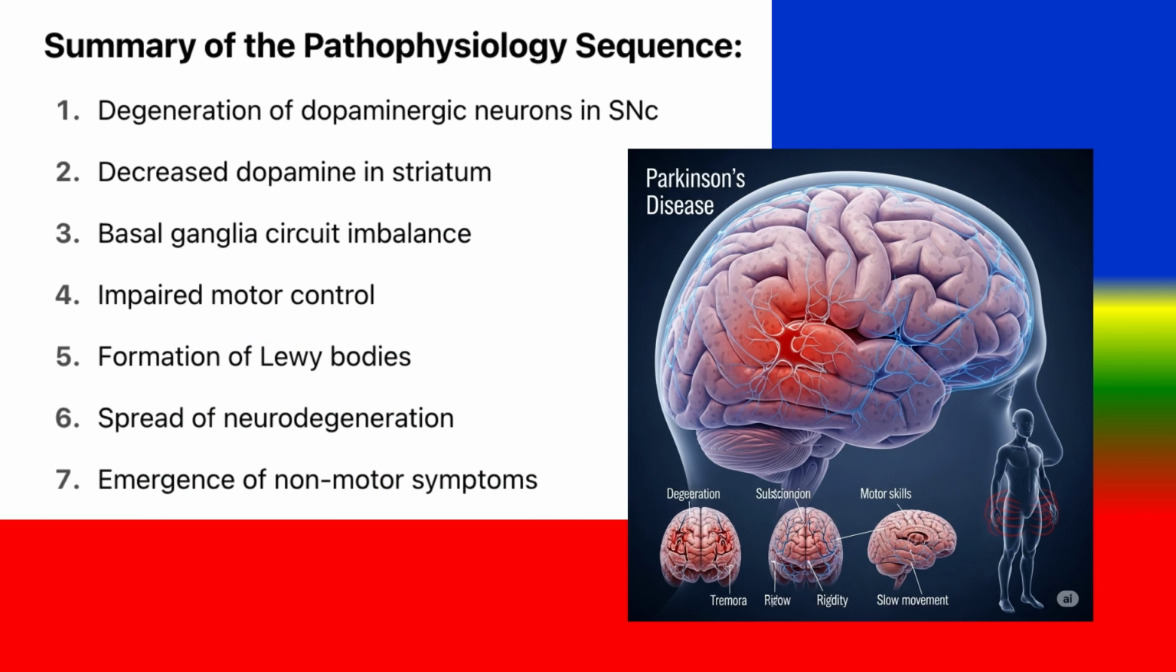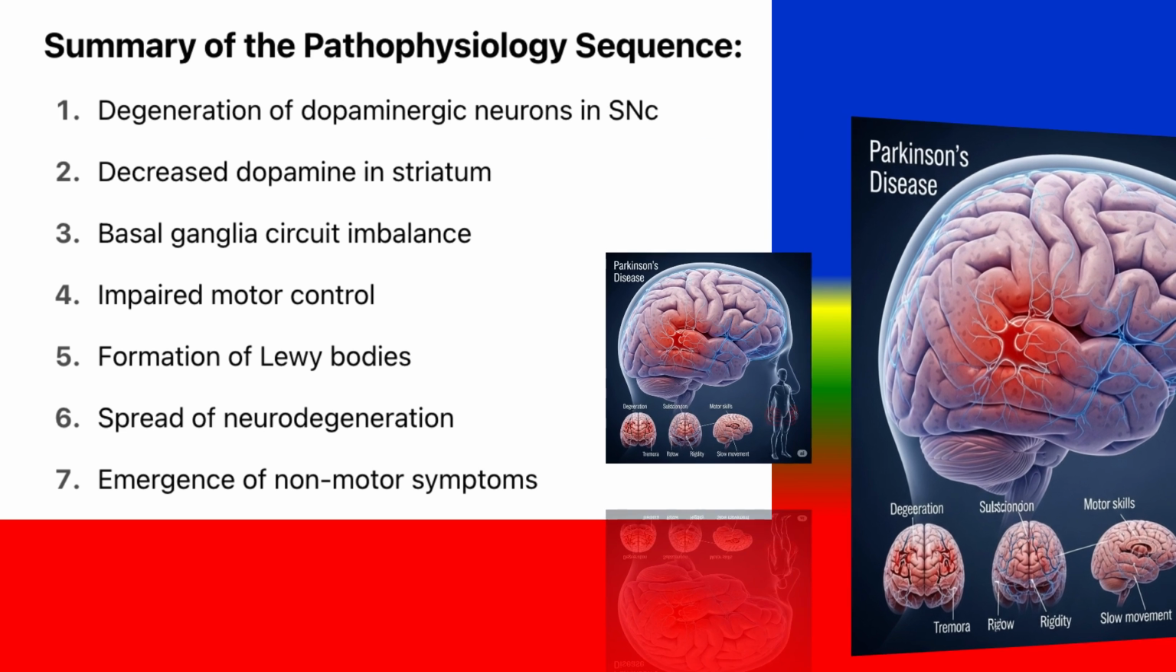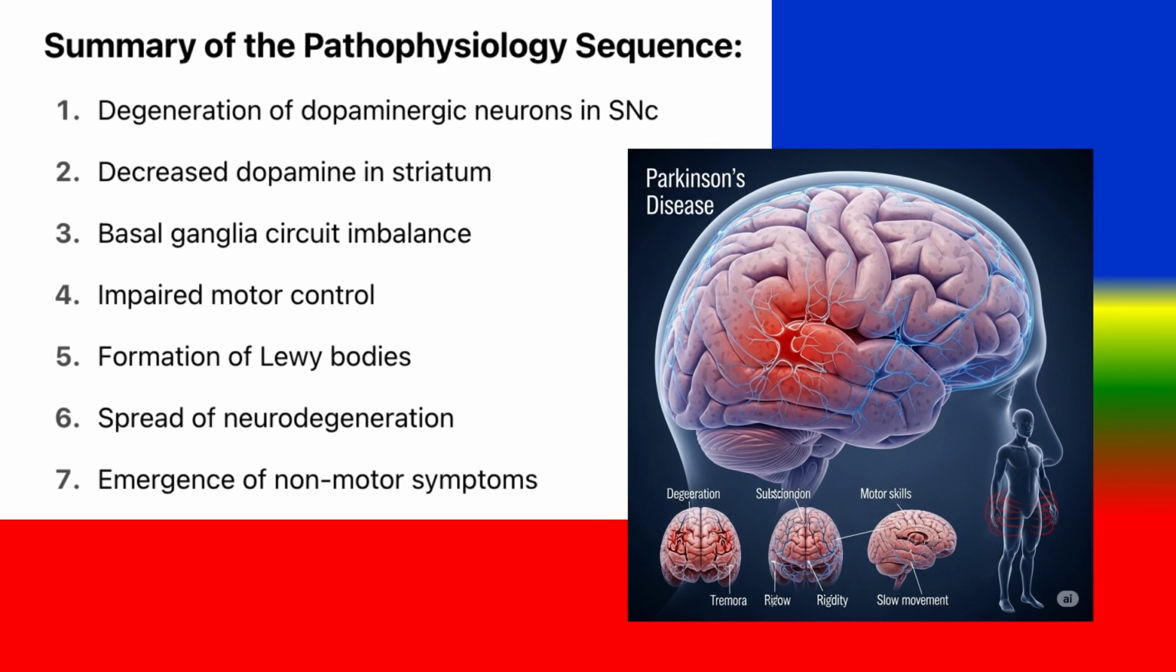1. Degeneration of dopaminergic neurons in SNC. 2. Decreased dopamine in striatum. 3. Basal ganglia circuit imbalance. 4. Impaired motor control. 5. Formation of Lewy bodies. 6. Spread of neurodegeneration. 7. Emergence of non-motor symptoms.